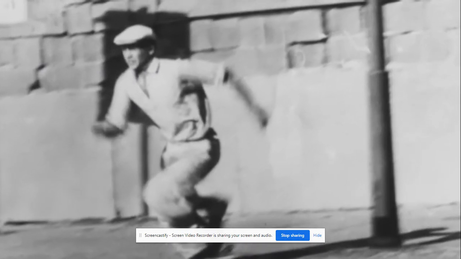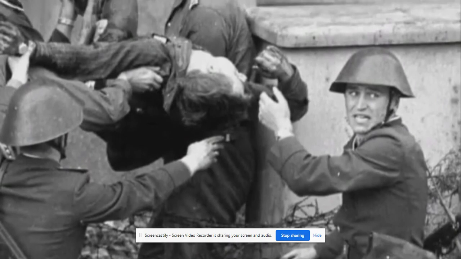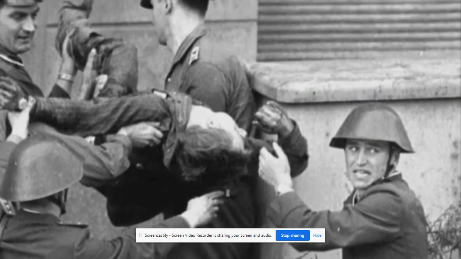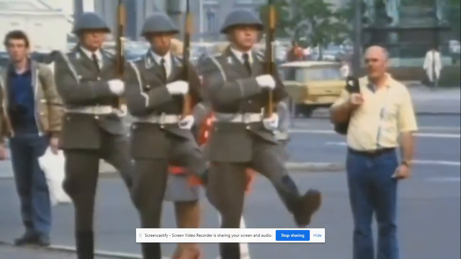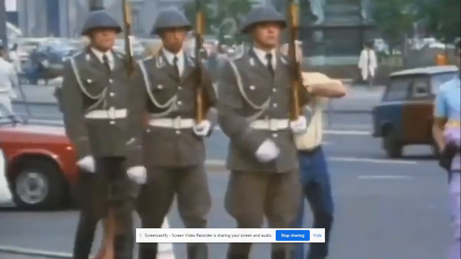People made desperate bids to escape across the border into the West. Some even died trying. Teenager Peter Fechter was the first to lose his life, shot by border guards. We saw Peter Fechter bleeding, and nobody helped him. He was right in front of the American soldiers. Nobody helped him. It was on the other side of the world. And it was a question of war and Cold War. Not peace, but Cold War was better than war.